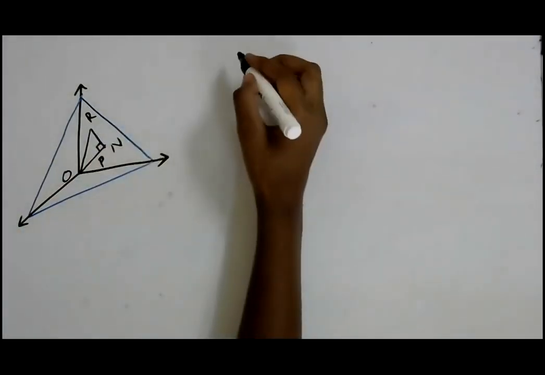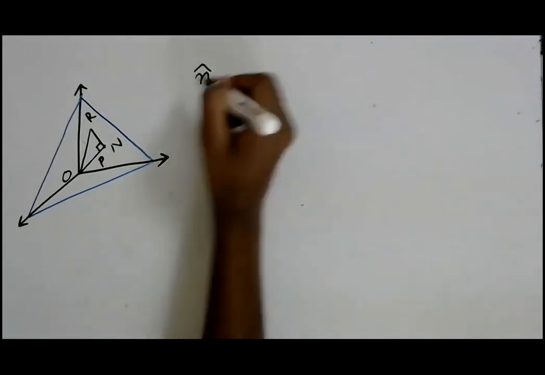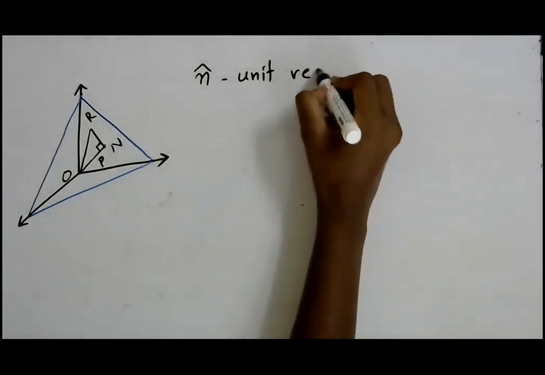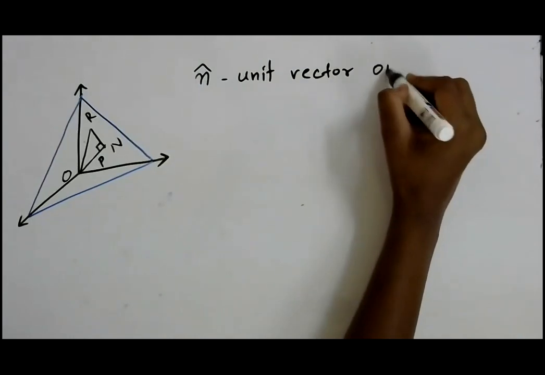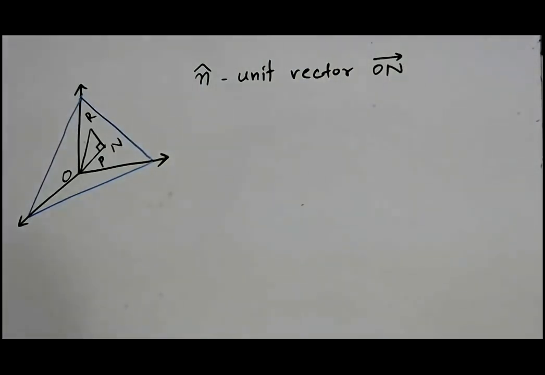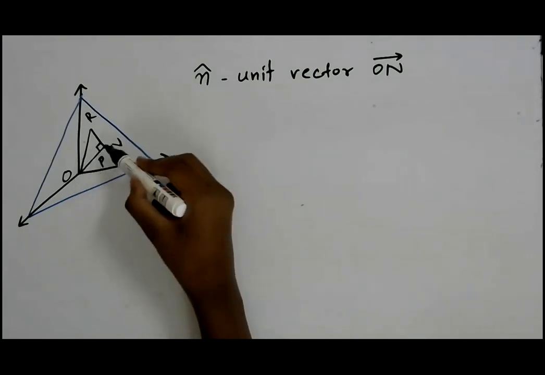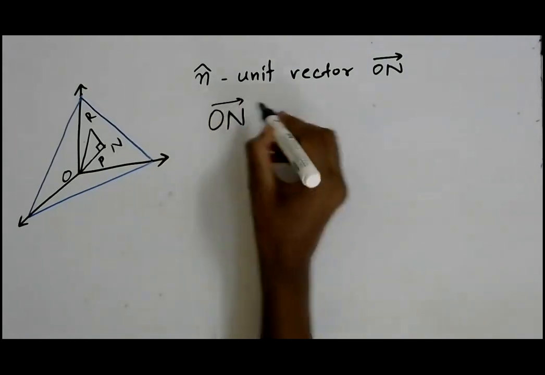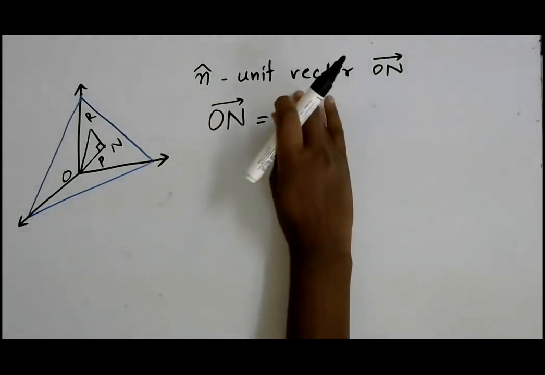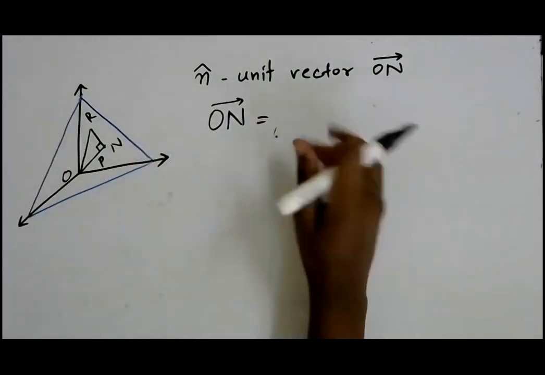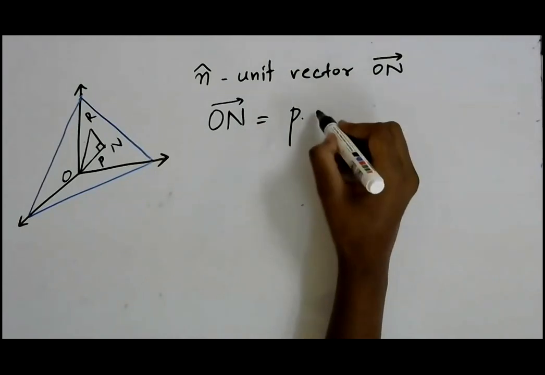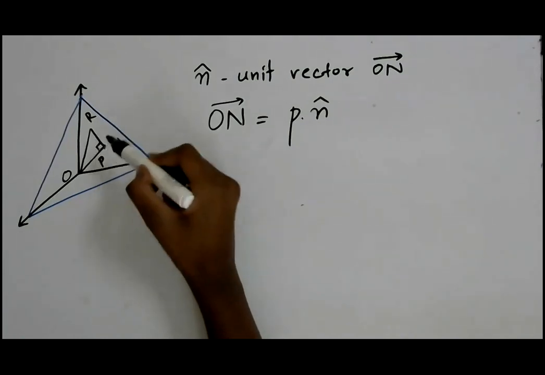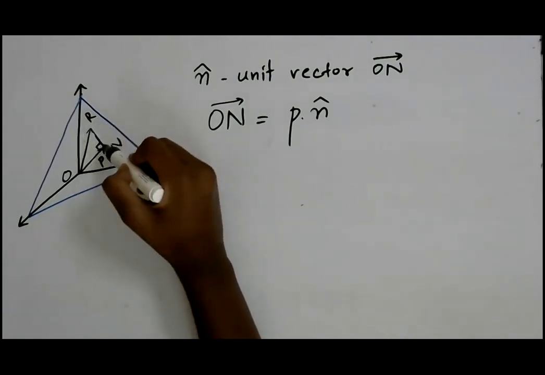Okay, so let n vector be the unit vector in the direction of ON vector. Since we know the distance from the origin to that particular N is p, we can express our ON vector as the distance p times n vector. And here we can actually see there are three vectors, right? OR vector, ON vector, NR vector.